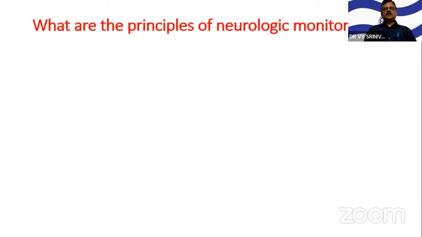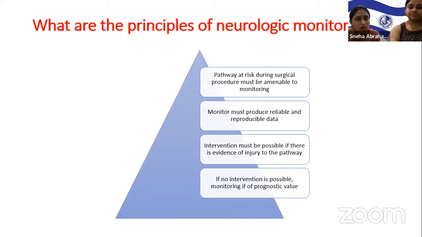What are the principles of neurologic monitoring? There are 4 key principles of neurologic monitoring. The first principle is that the pathway at risk during a surgical procedure must be amenable to monitoring. The second principle is that the monitor must produce reliable and reproducible data. Thirdly, an intervention must be possible if there is evidence of injury to the pathway. Fourthly, if there is no intervention which is possible, the monitoring is of prognostic value and may not be of benefit to the patient.